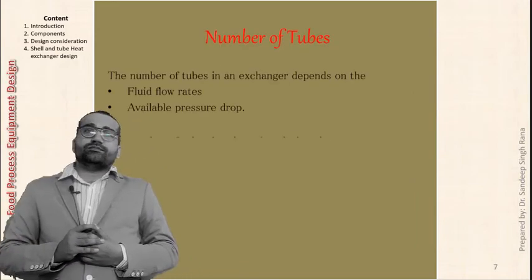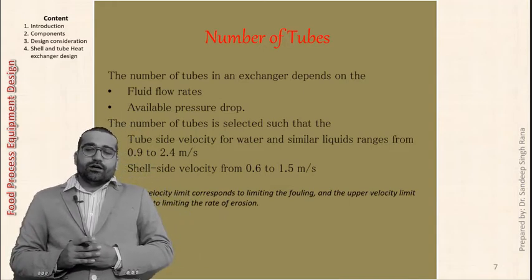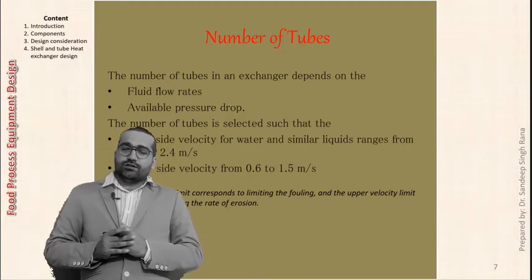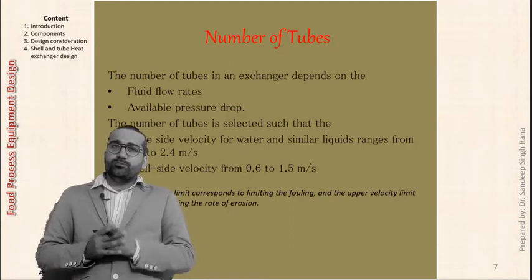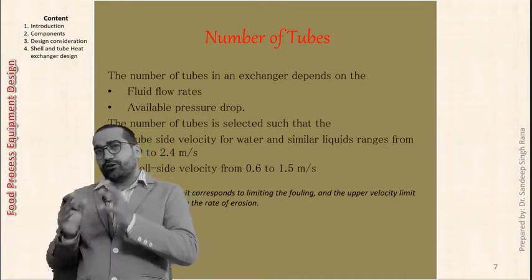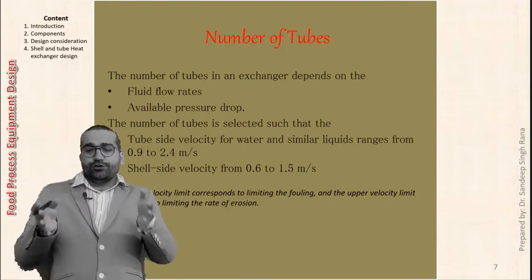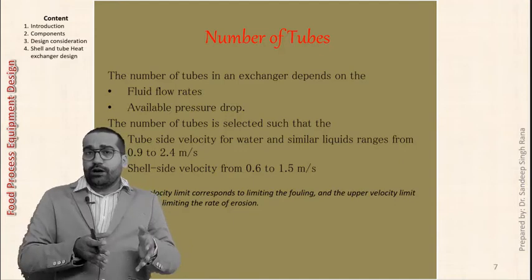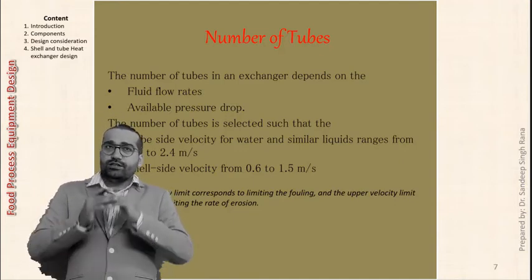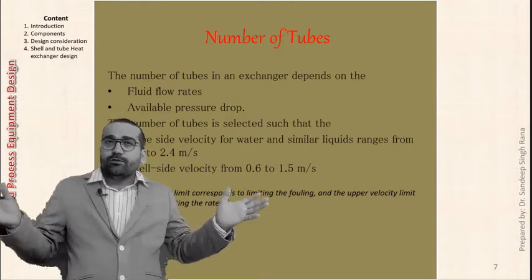After tube pitch, let's talk about the number of tubes. The number of tubes that can be accommodated in a given shell is called the tube count. It depends upon the internal diameter of the shell, the outer diameter of the tube, tube pitch, tube layout, and the number of tube passes. So these are the various components which decide how many tubes we are putting.